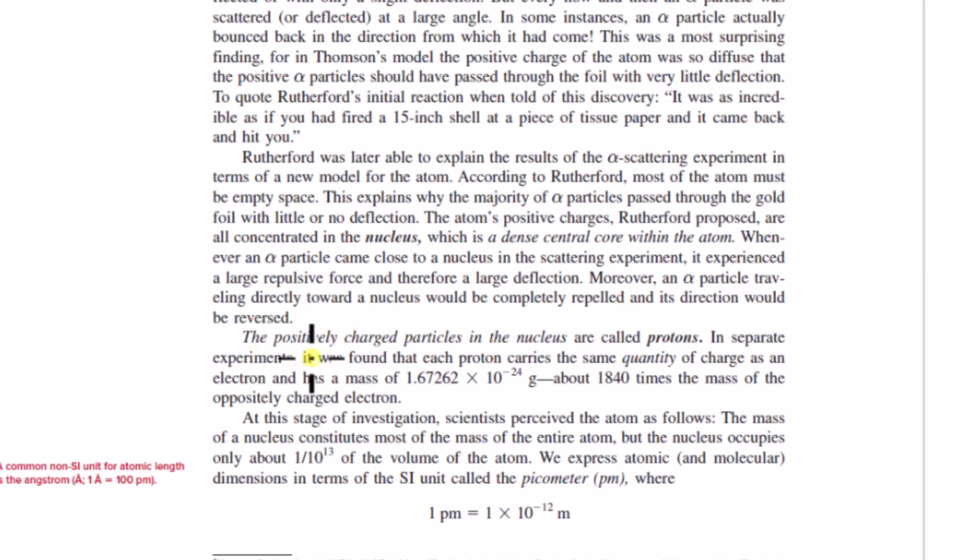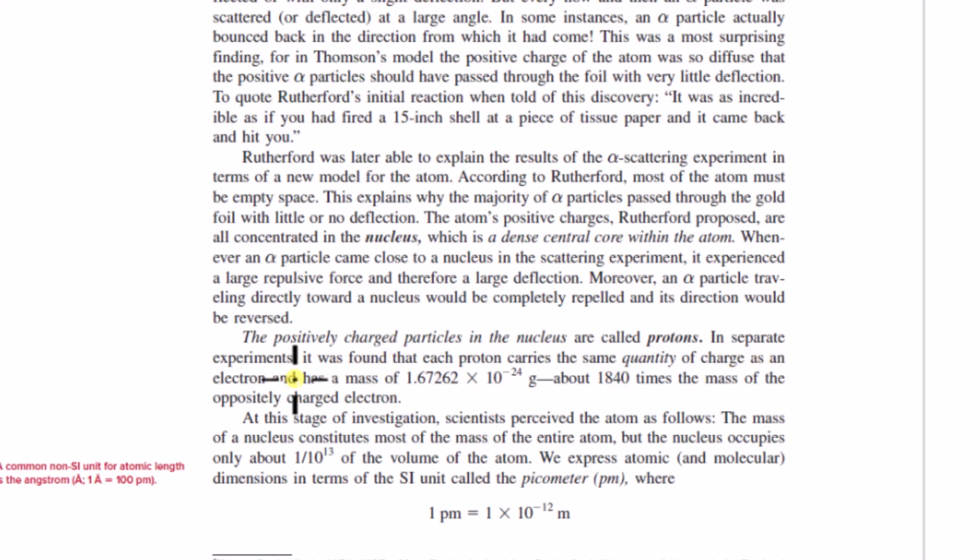It says that the positively charged particles in the nucleus are called protons. We're going to talk about this in a little more detail in Chapter 8, but they knew that the nucleus contained positive charge, but right away they might not have known what exactly that positive charge was. Was it like more pudding, like a dense pudding? Was it particles, right?